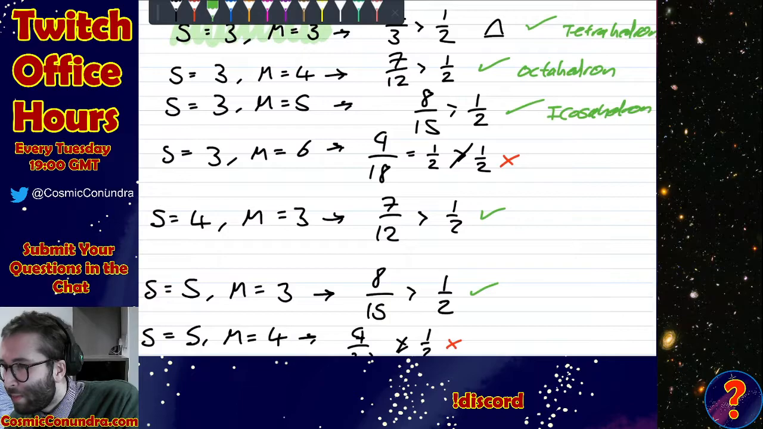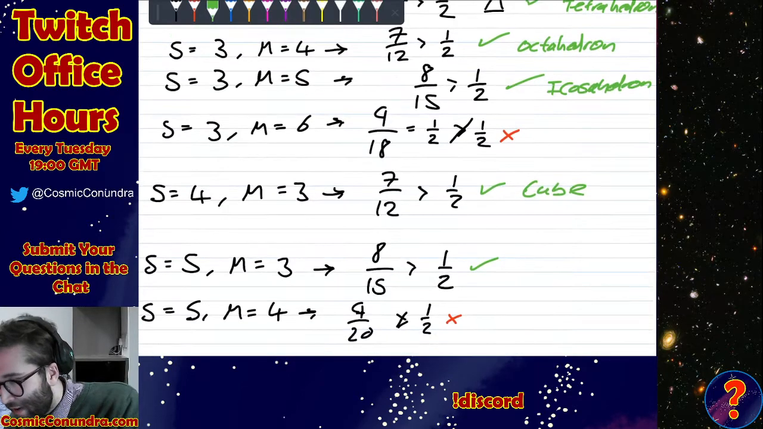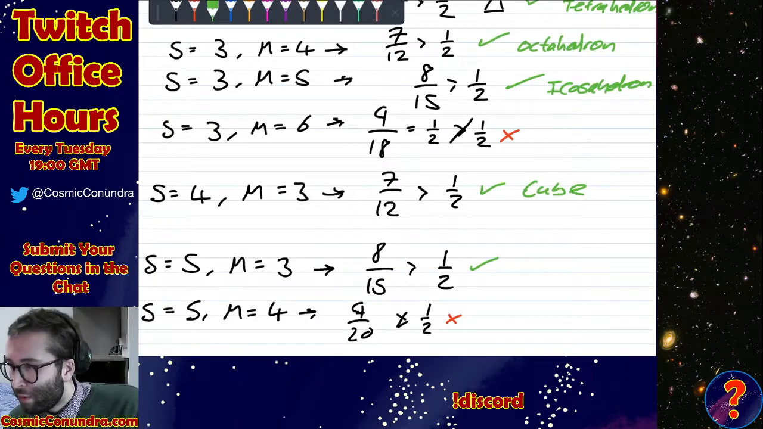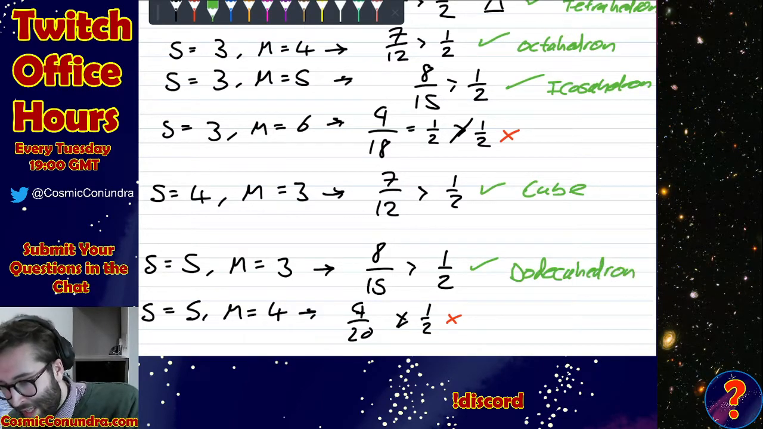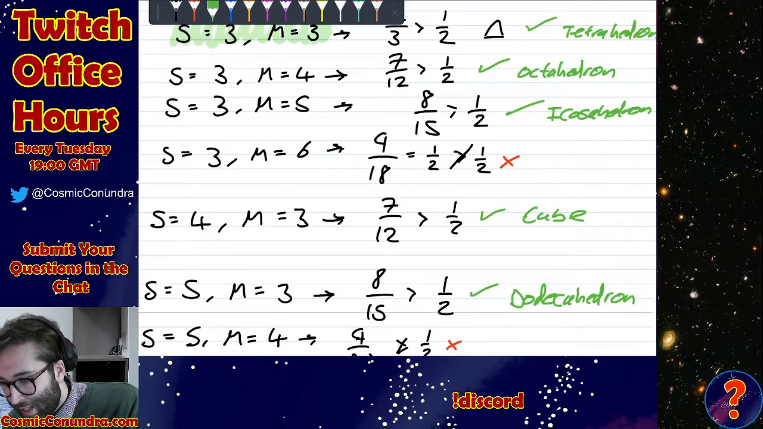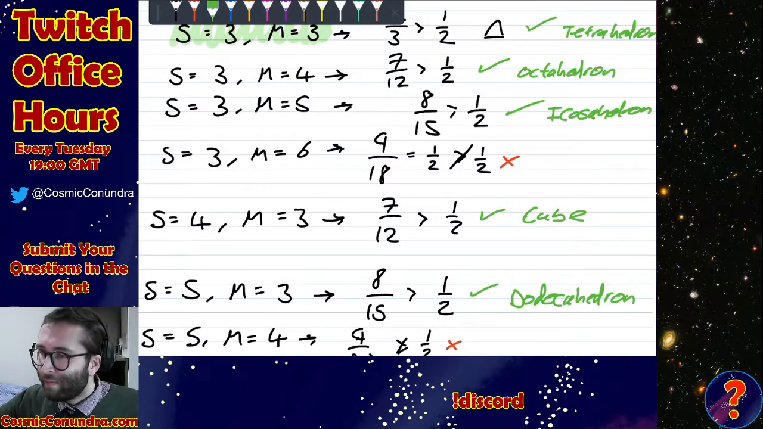Then S is 4, M is 3, that is the cube. And S is 5, so this is one made out of pentagons. 3 pentagons meeting at every vertex. That is the dodecahedron. And that's it. So these are, you know, the only kind of totally fair regular dice you could make.